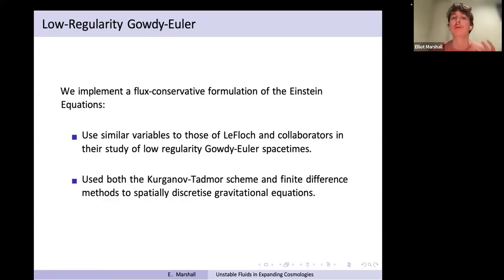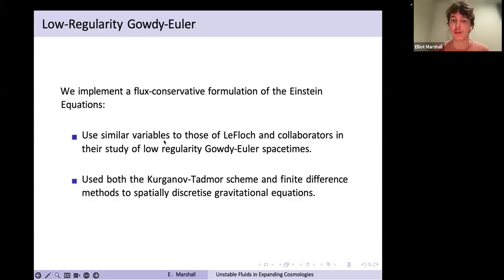So once again, we're just going to do this in Gowdy-Euler. It's the natural first step to studying these problems numerically. And we're implementing a flux conservative form of the Einstein equations. Whether that's necessary is unclear, but using this flux conservative formulation makes it easier to apply shock capturing methods to the Einstein equations if we would like.